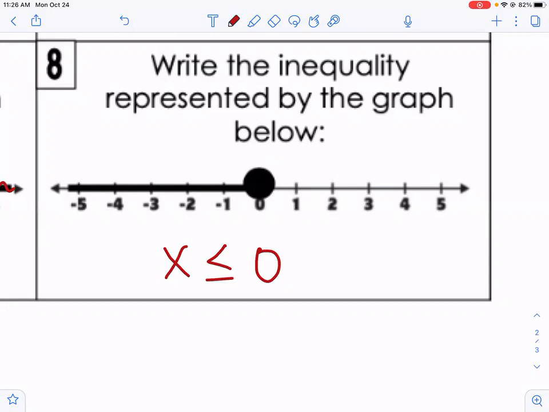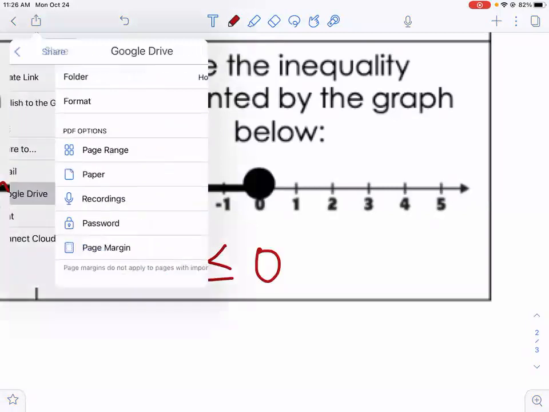Okay, your homework is page 3. You can get started.